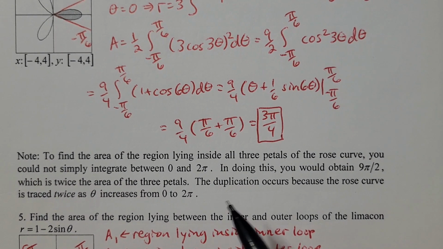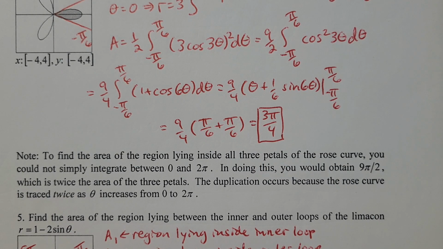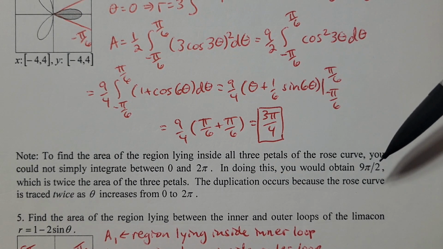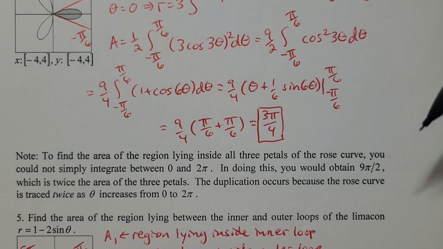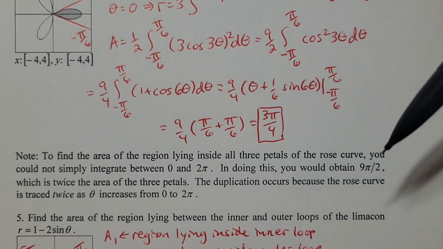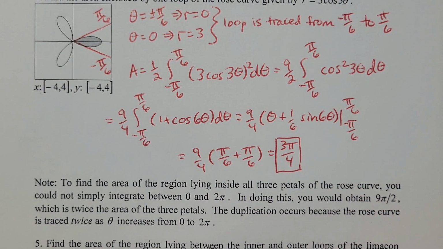Okay, now there's a note which is very important here. It says to find the area of the region lying inside all 3 petals of the rose curve, you would not just simply integrate from 0 to 2 pi. In doing this, you would obtain 9 pi over 2, which is twice the area of all 3 petals. The duplication occurs because this entire curve is traced twice on the interval 0 to 2 pi.